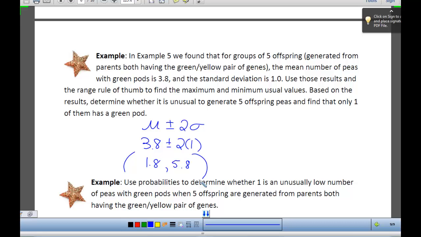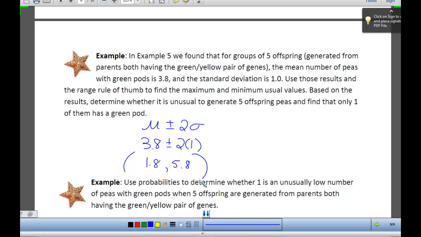So based on the results, is it unusual to generate 5 offspring P's and find that only one of them has a green pod? Is that usual or unusual? For one green pod, unusual. It falls outside of our range, so it would be unusual.